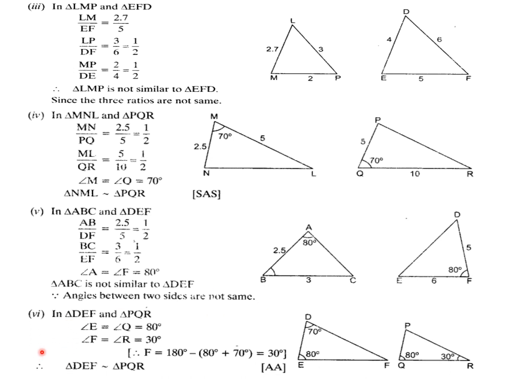Next pair of triangles are DEF and PQR. These two triangles are given. Here we can see that one angle is given as 70, another as 80. In the other triangle, one is given as 80 and another is 30. But just from the overview, we can see that these two angles are not equal to these two. So clearly they are not similar.